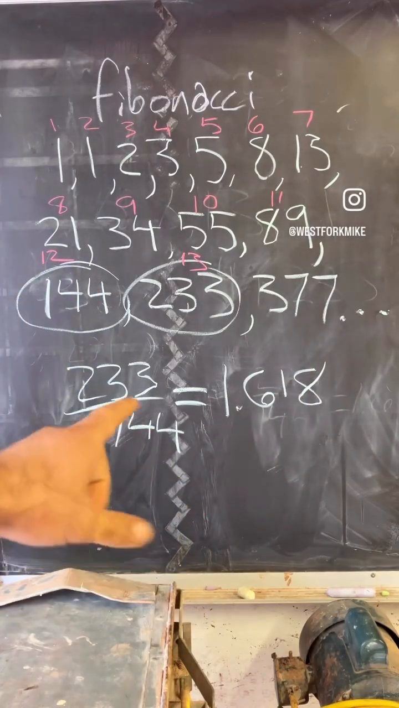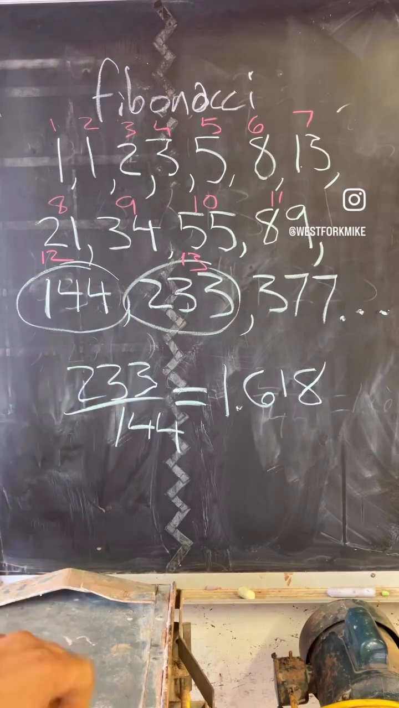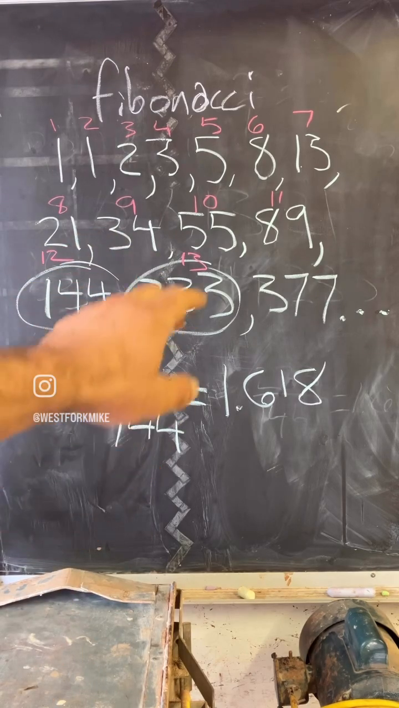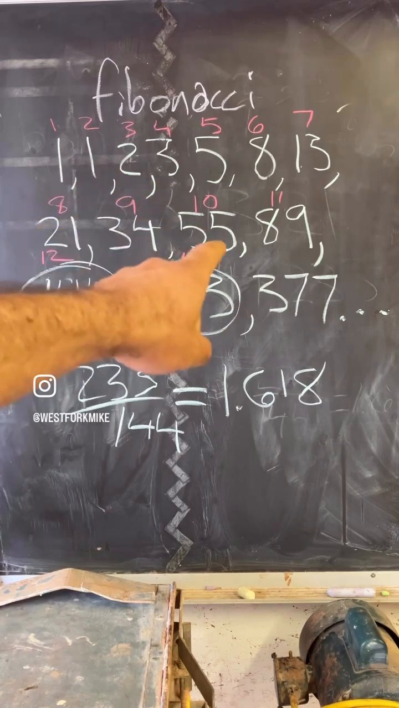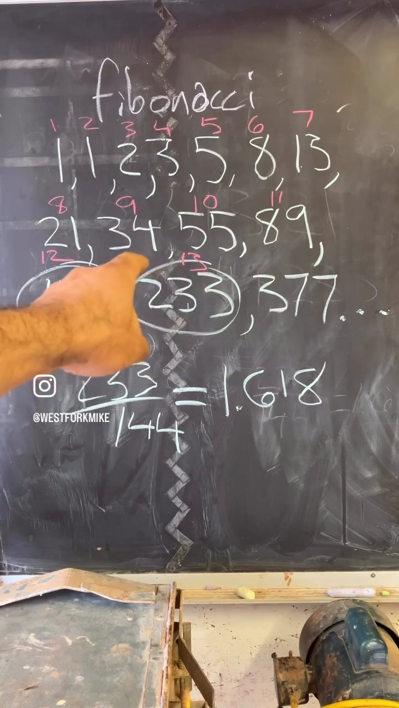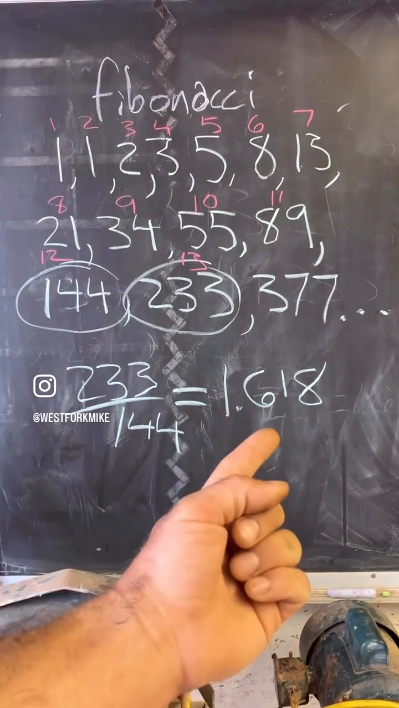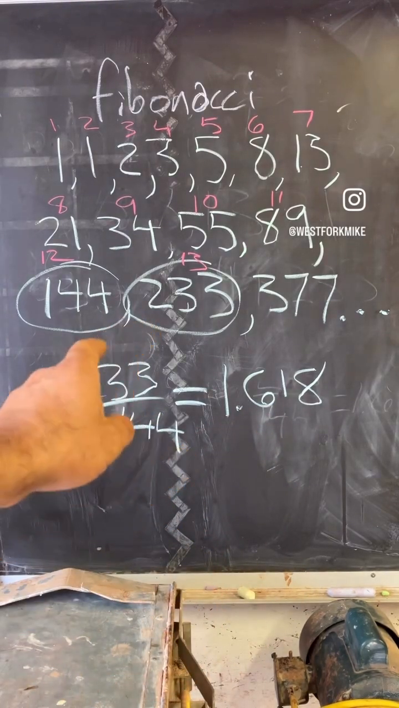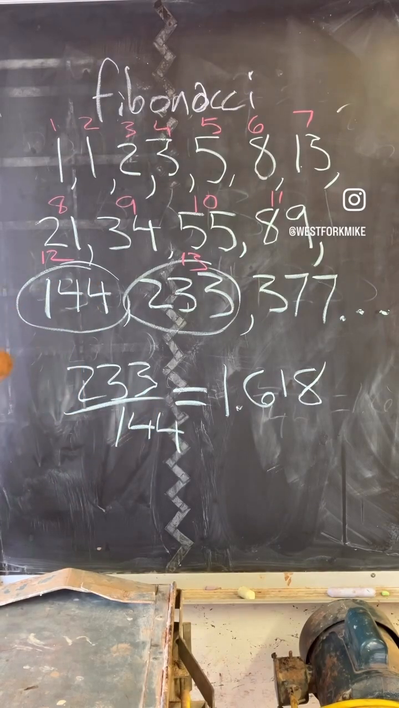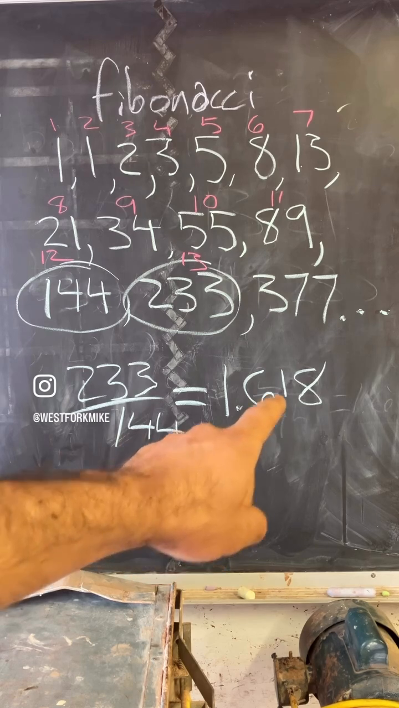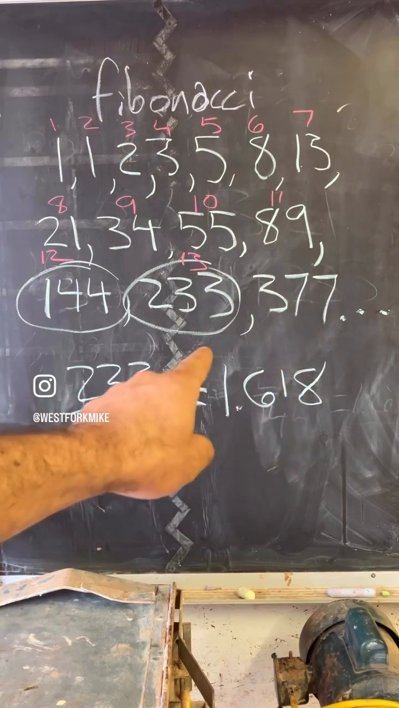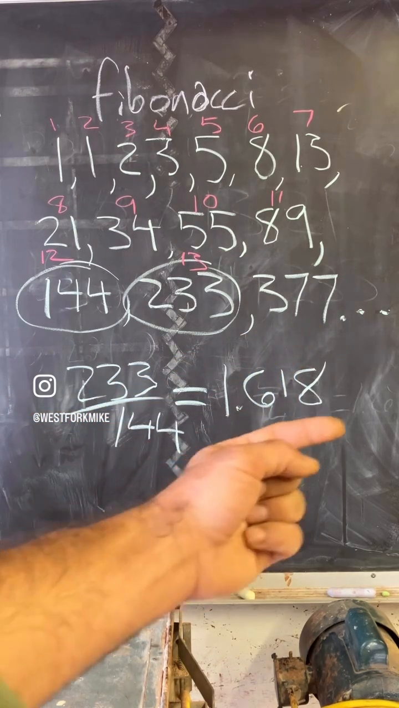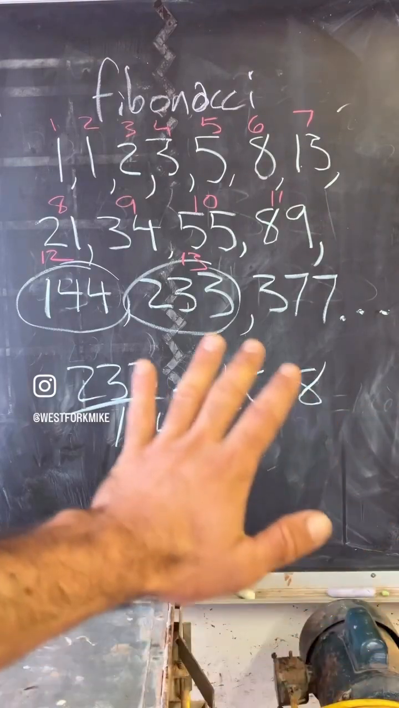The interesting thing about this is, as you lead up to 233 over 144, if you take 55 over 34, it will give you a number close to that, but not that close, like 1.5 or something. You can do this yourself. Go do it. 233 over 144 will give you 1.618. 377 over 233 will give you 1.618, and a bunch of digits after that.